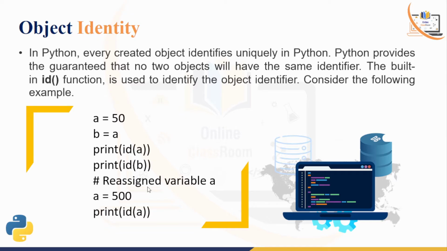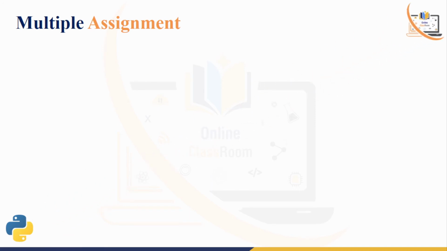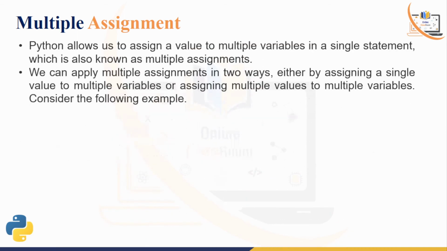Now again, if we go back to the PPT, there is another thing in Python, that is multiple assignment. That is also a very important thing, and that is unique in Python. So what is multiple assignment? Python allows us to assign values to multiple variables in a single statement, which is known as multiple assignment. Now we can apply multiple assignment in two ways. Either all values will be the same, the first one, and the second one is that all values will be different, but we can assign them in a single line.